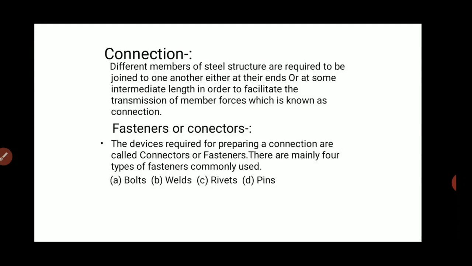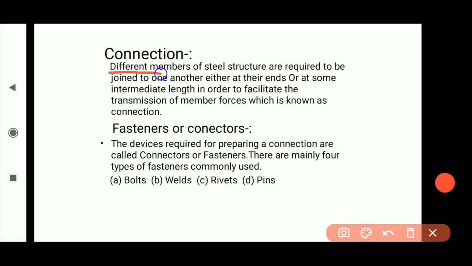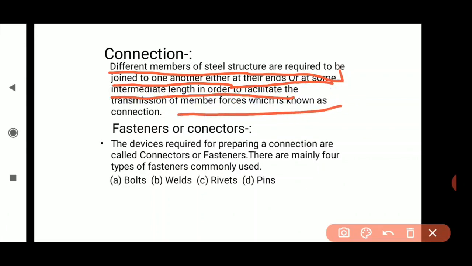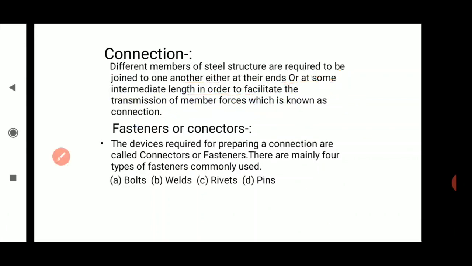Normally a steel structure is formed by joining several steel members. Different members of a steel structure are required to be joined to one another at either their ends or at some intermediate length in order to facilitate the transmission of member forces, which is known as connection.